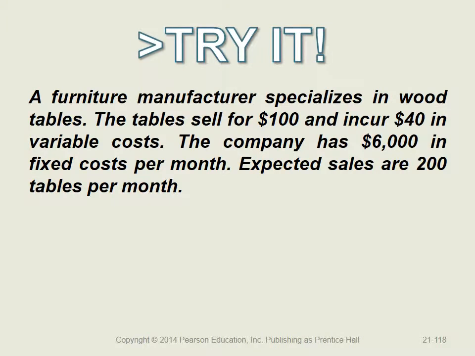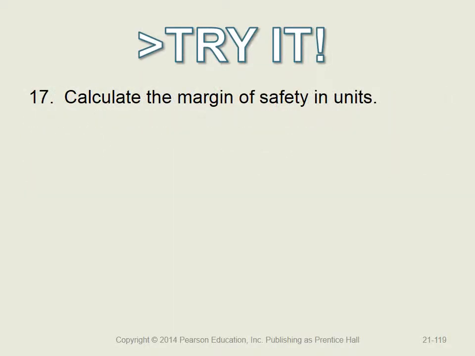For this, try it. A furniture manufacturer specializes in wood tables. The tables sell for $100 and incur $40 in variable costs. The company has $6,000 in fixed costs per month. Expected sales are 200 tables per month. Number 17: calculate the margin of safety in units for those previous numbers.